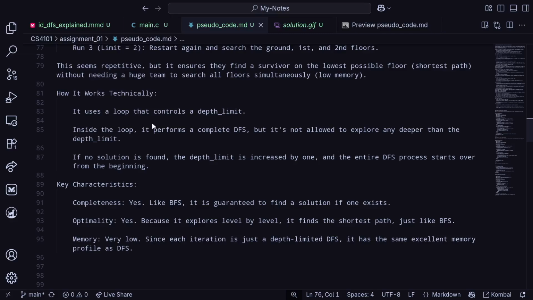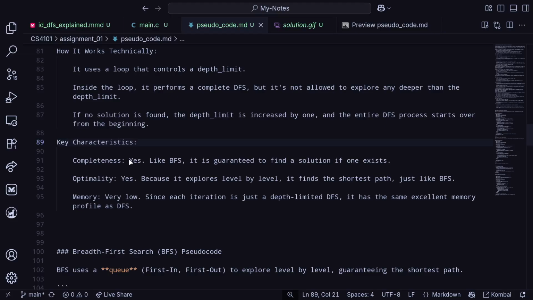Now it uses a loop that controls the depth limit. Means at one point you will only search for, let's say, 2 or 3 floors. Now inside that loop it performs a DFS, a depth first search, but it's not allowed to explore any further than the depth limit. Like I told you, now you basically have a limit to the DFS that you do at each BFS level. If no solution is found, that means the depth limit has to be increased by 1, and the entire DFS process starts over from the beginning.